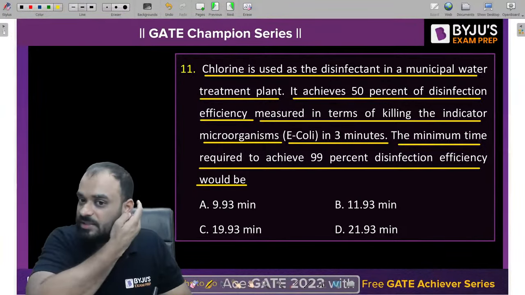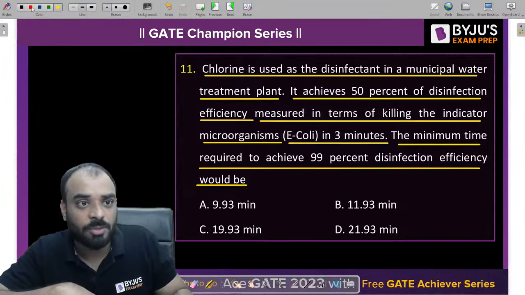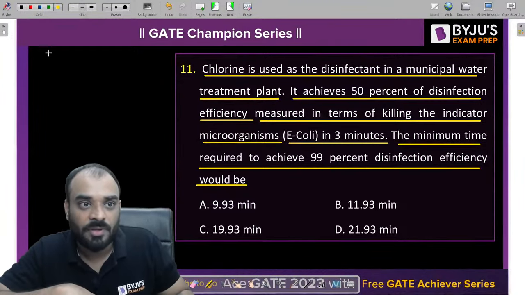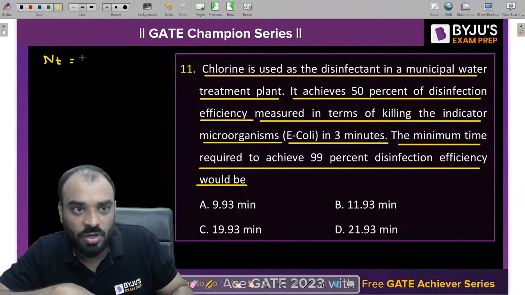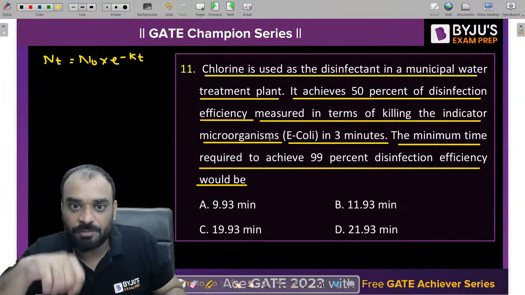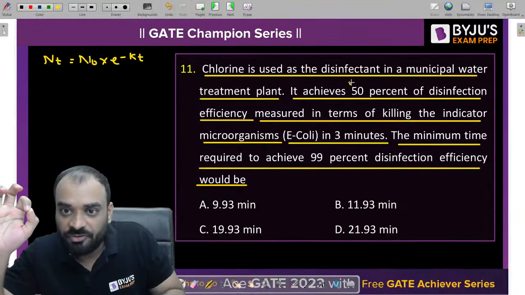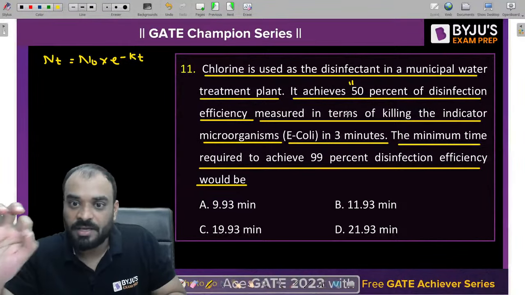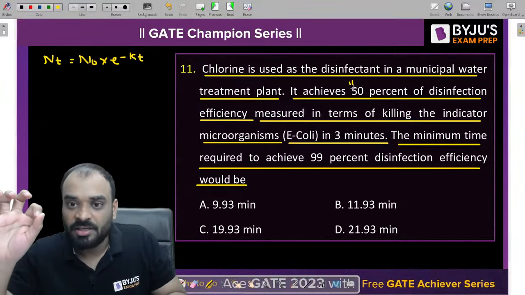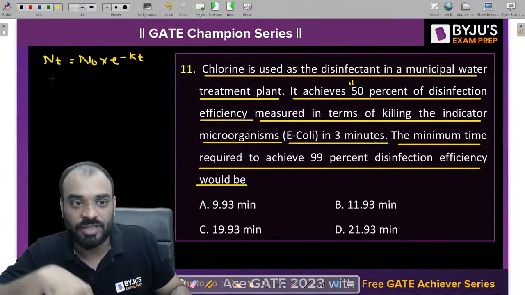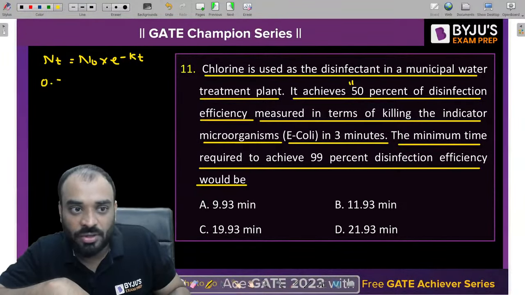So guys, let's calculate this. This particular problem is again based upon the Chick's law, right? So you know that N_t is equal to what? N naught multiplied by e raised to power minus kt. Now in this problem, they have suggested that 50% of the microorganisms have been killed. That means in 3 minutes, 50% of the microorganisms have been removed, so the number remaining is 50% of the initial value.